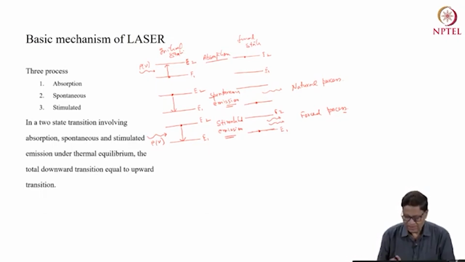So in a two-state system, which I have discussed here, the transition involving absorption, spontaneous and stimulated emission under thermal equilibrium, the total downward transition is equal to upward transition in a steady state situation. In this case, it is upward transition. In this case, this is downward. In this case also, this is downward. So upward transition is equal to downward transition under steady state or under thermal equilibrium.